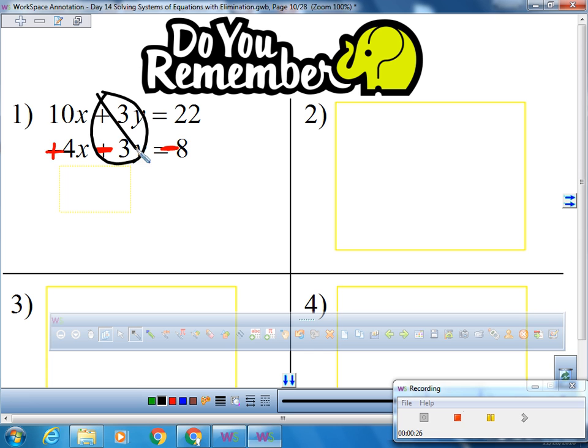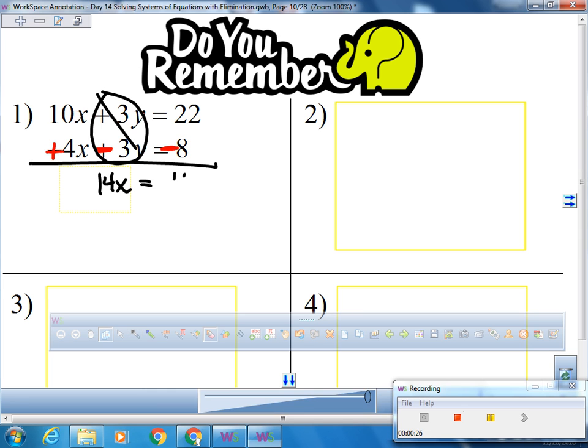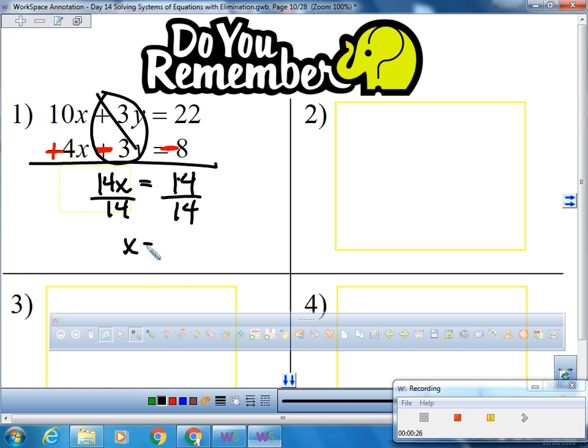So now I'm going to get rid of that, and I've got 10x plus 4x equals 14x. And 22 minus 8 is 16, correct? Did I do that right? 14x equals 14. I knew there must have been something wrong. So now what do I do? Divide both sides by 14, and I have x equals 1.